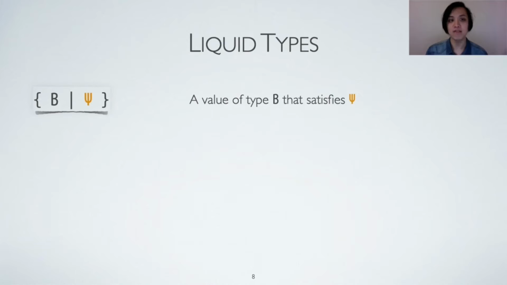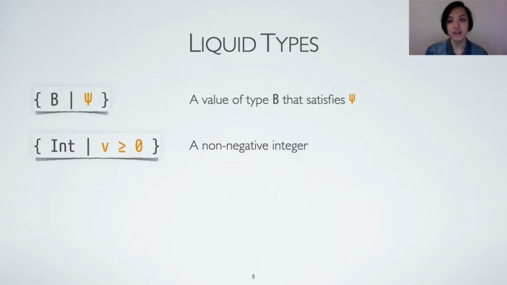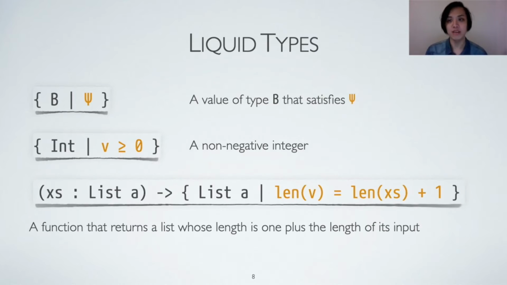B is the base type of the value, and psi is the logical predicate. For example, natural numbers can be defined as a refined type with integers. The predicate can mention a special variable v, which reflects the value of the inhabitant. In addition, arrow types can be dependent, and the result type can be annotated with a predicate that references the argument. For example, the type shown on the slide specifies a function that returns a list whose length is 1 plus the length of the input list.